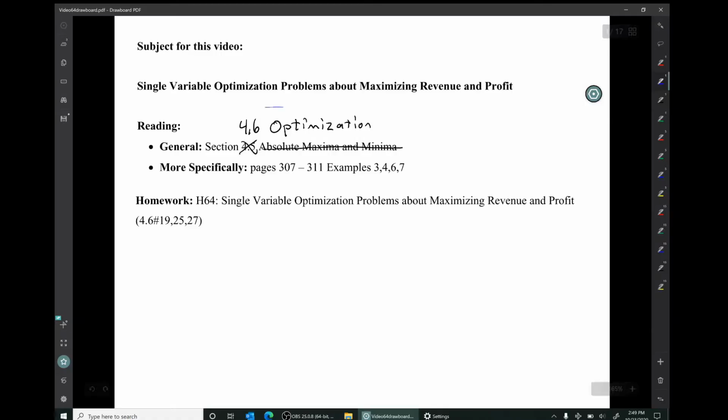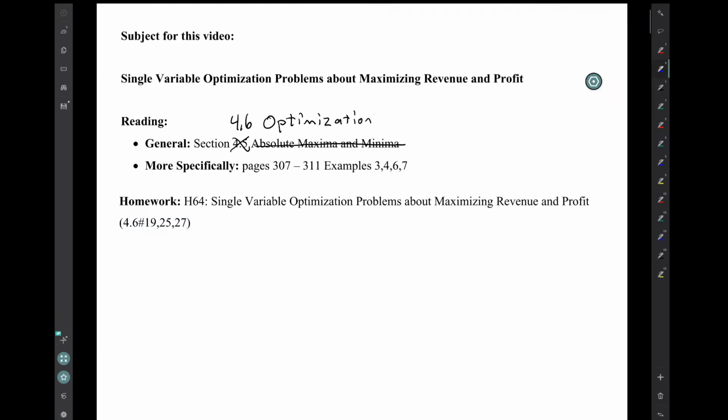This is material from section 4.6, optimization. More specifically, it's actually material from near the end of that section, pages 307 to 311, examples 3, 4, 6, and 7. The corresponding homework is this collection of 3 exercises from section 4.6.